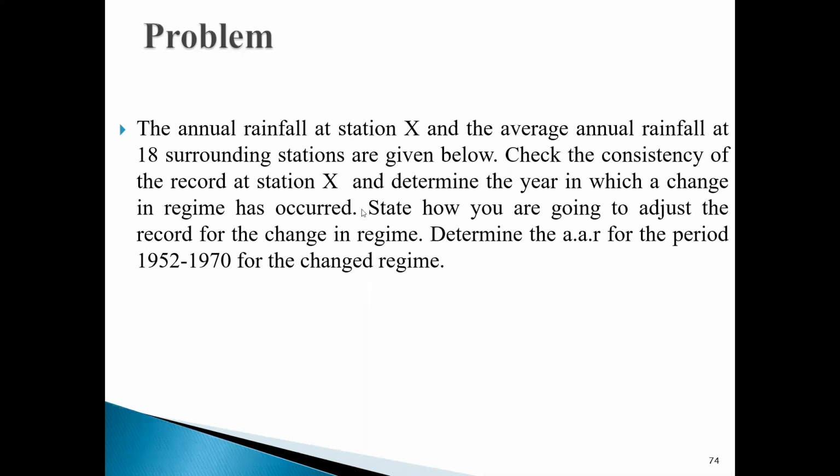So now check the consistency of the record at station X and determine the year in which the change in regime has occurred. This regime change is nothing but the change in the surrounding environment. That may be due to construction of high-rise buildings, afforestation, deforestation, or a change in the wind velocity or wind pattern. So these are some of the reasons. State how you are going to adjust the record for the change in the regime. Determine the average annual rainfall for the period 1952 to 1970 for the changed regime.